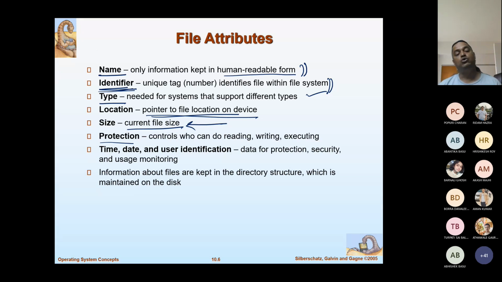Or you can read, write, execute the file, but you are giving permission to other people of the system only to read the file, not to write anything or execute anything. So this type of protection can be given on the file. And again, this is provided by the operating system.